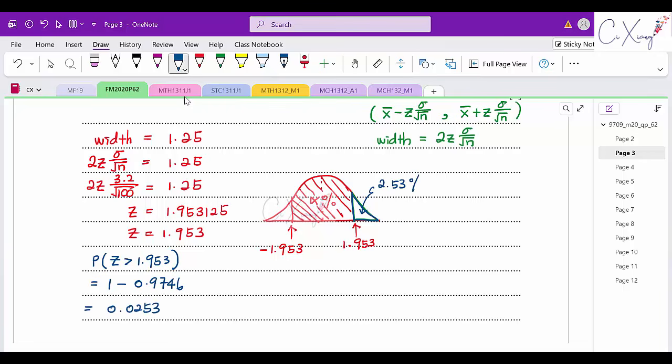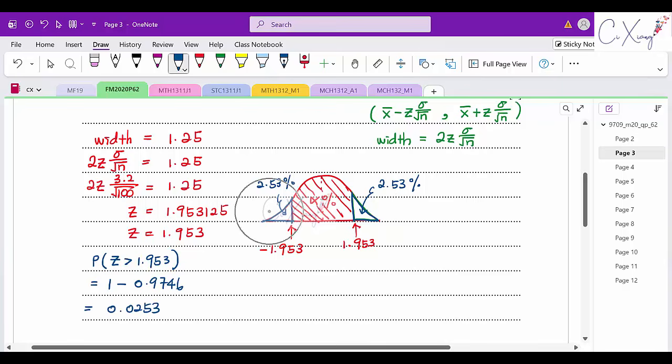2.53%. If this is 2.53%, then this white color area on the left is also 2.53%, because they are symmetrical. We know that the total area under the graph should be 1, or we call it 100%. I think it is quite obvious already, because since you already know these two percentages by the side, it should be no problem for you to get the alpha.